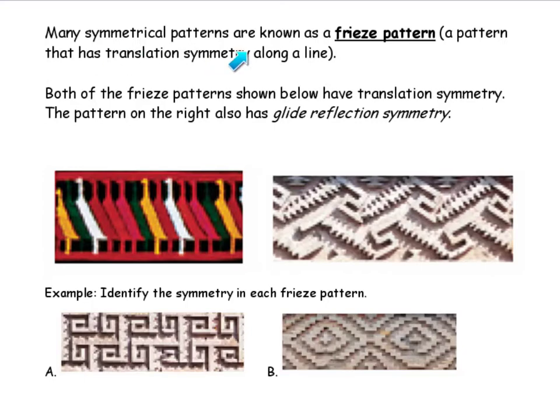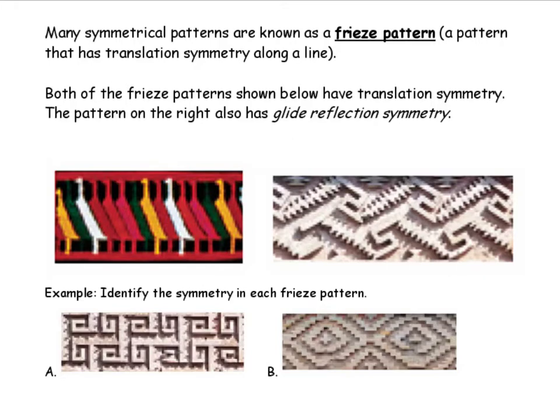Many symmetrical patterns are known as frieze patterns, and this is a pattern that has translational symmetry along a line. Both of the frieze patterns that are shown below have translational symmetry. The pattern on the right, though, if you take a look right here, has glide reflection symmetry as well, because this one moves over and then flips over, flips over, flips over, so on and so forth. This is just one right after the other.